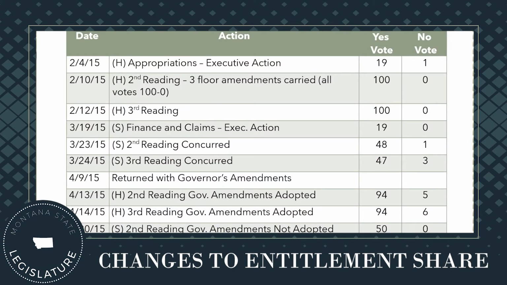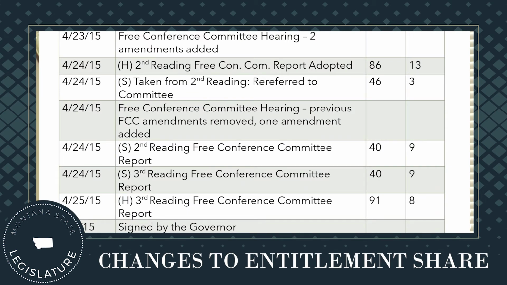If we look at the action on this bill, a couple things might pop out right off the bat. The House actually passed this 100-0. It came out of Senate Finance and Claims, again, 19-0, so it was very strongly supported early on. Senate also was fairly supportive as well. It flew through to the governor, and then the governor added amendments. And the House adopted those governor amendments, but then the Senate chose to not adopt the governor's amendments, 50-0, overwhelmingly.